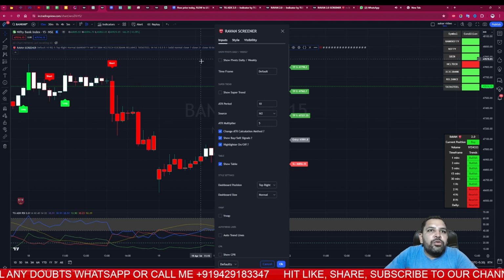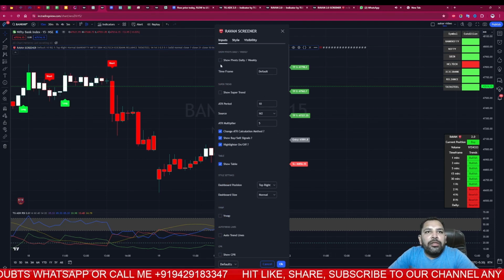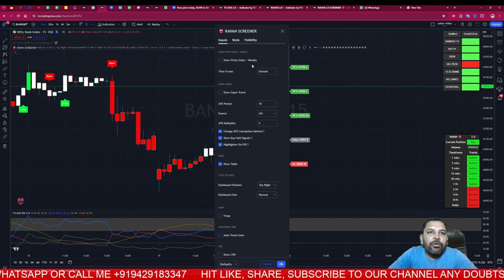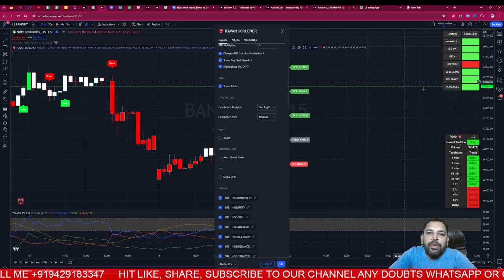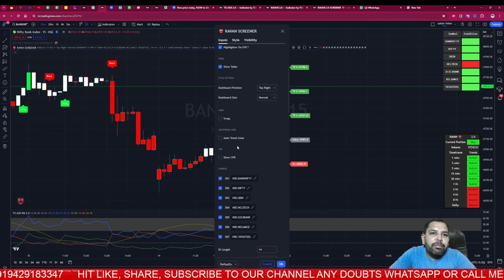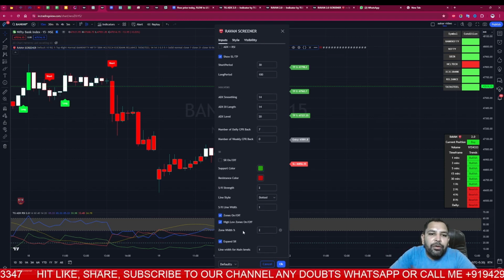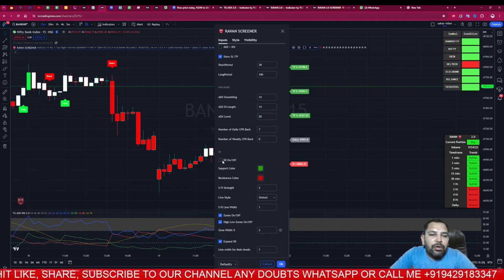Now let's go to the input section. First, we have added the pivot points, right? Pivot points, super trend, this customization table, right? VWAP, auto trend and CPR. We'll start from below. First is support and resistance.